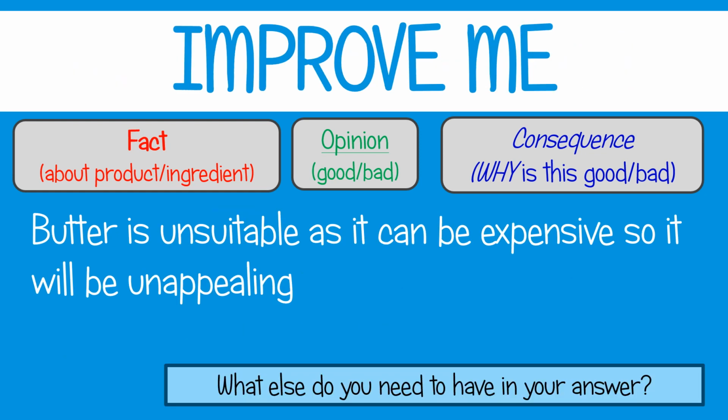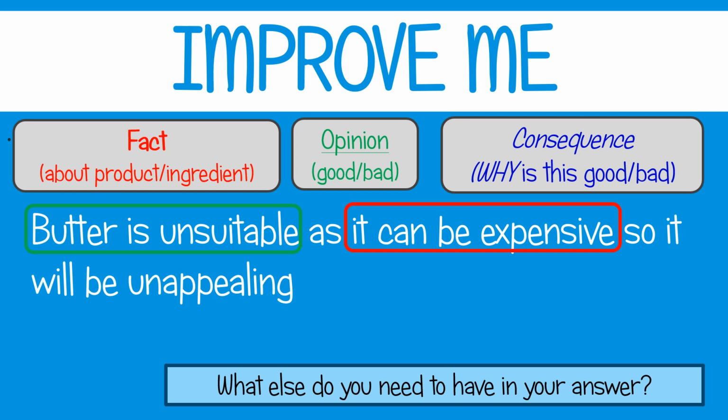We have an answer on the board here saying that butter is unsuitable as it can be expensive, so it will be unappealing. So we do have a fact that butter is expensive, which is correct. We've got an opinion by saying that butter is unsuitable. However, our consequence, so it will be unappealing, doesn't have enough detail in it. So we need to make sure and improve this answer.